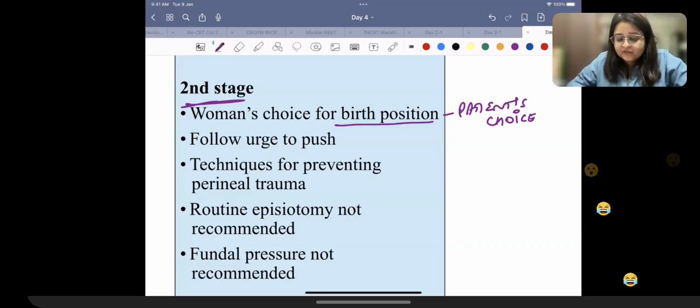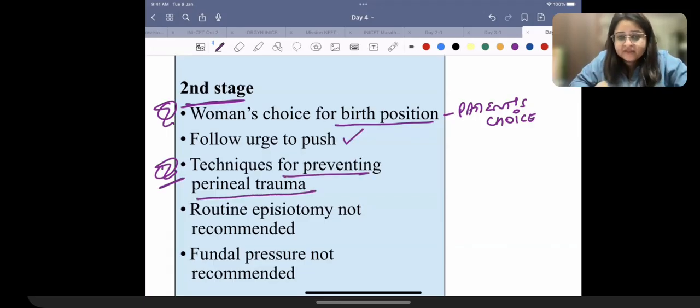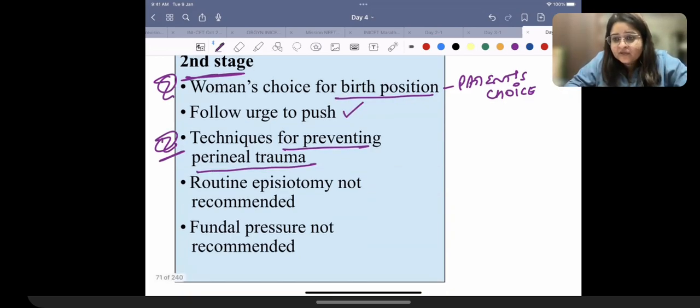Okay? Follow the urge to push. So once she is fully dilated, many times we tell her start pushing. Unless she has that urge, unless the head presses against the rectum, the urge will not come. So let the descent happen. Let the urge come naturally. ठीक है? Now this has come as a question. Techniques for preventing perineal trauma. How can you prevent perineal trauma? ठीक है. Lithotomy or dorsal is usually what we give in India, but you should allow the patient how she wants. प्रिवेंटिंग पेरिनियल ट्रॉमा कैसे करोगे?